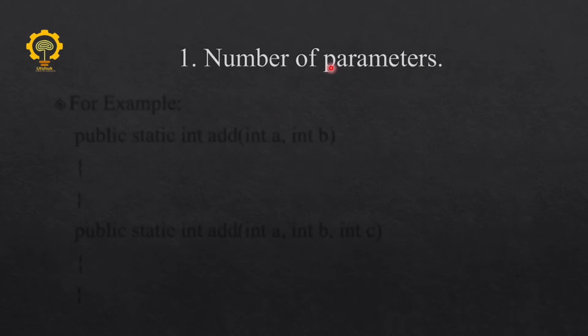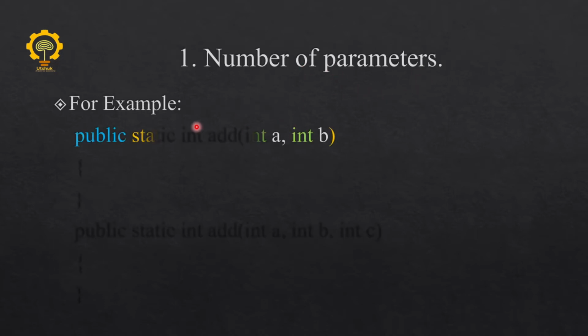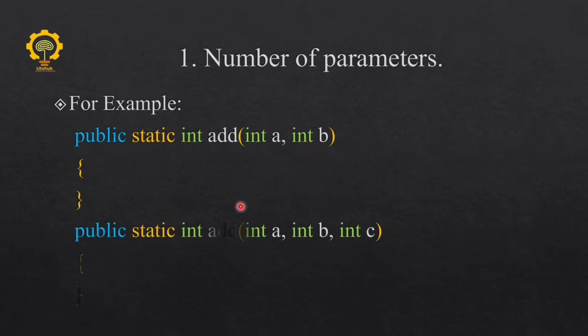At first, let's see number of parameters. For example, if we have a method called add whose return type is int and it takes 2 parameters, but if we define a method with the same name but with a different signature, as it takes 3 parameters here but this one takes only 2 parameters, then this concept of defining a method with the same name but with a different signature is considered method overloading.